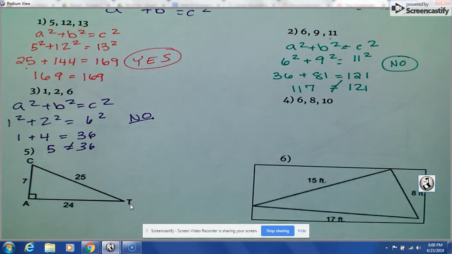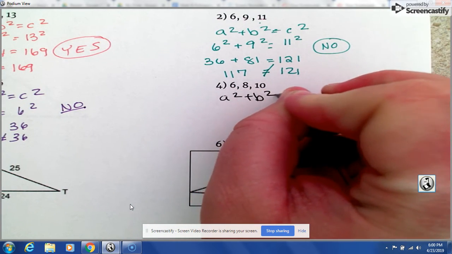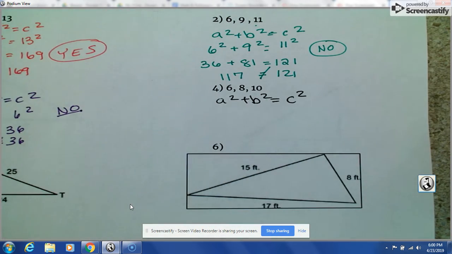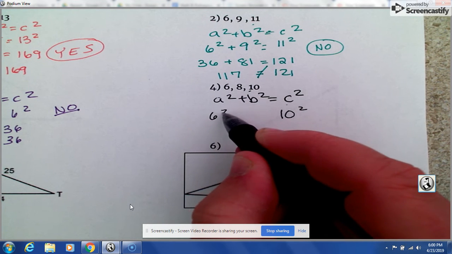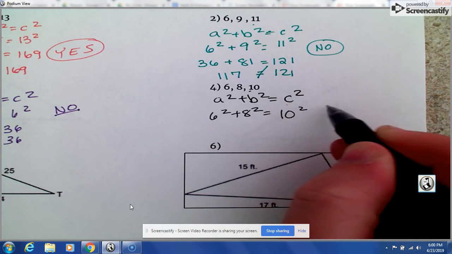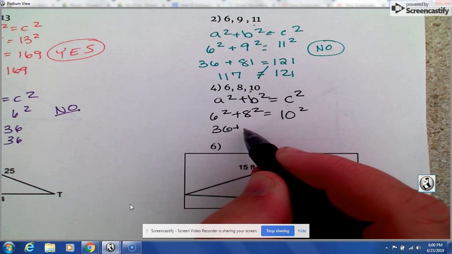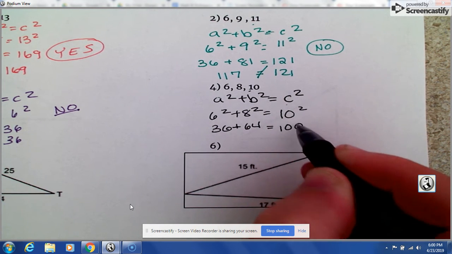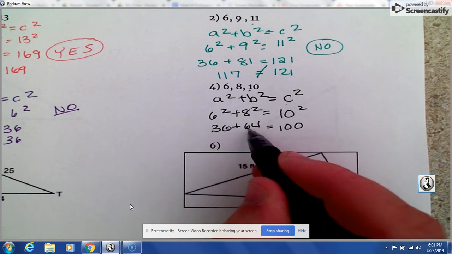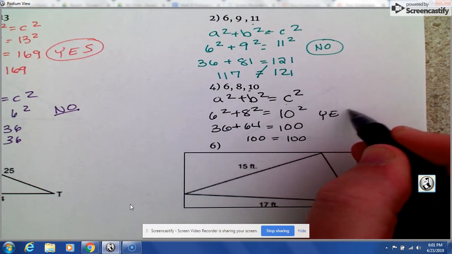And let's look at number 4. I'm going to write my formula. A squared plus b squared equals c squared. Writing it down over and over helps cement it into your brain here. 10 is c because it's the longest length. So we have 6 squared plus 8 squared equals 10 squared. 6 squared is 36. 8 squared is 64. That's a plus. And 10 squared is 100. And added together equals 100. This is a right triangle.